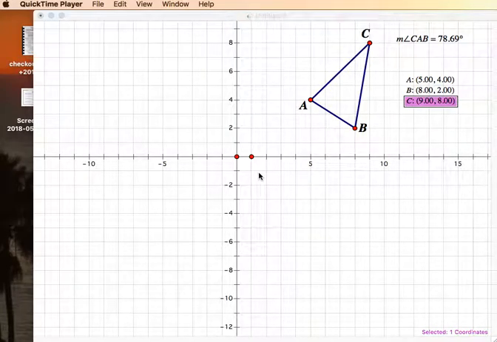Jones, and in this video I'm going to show you what reflections across the x and y axis look like and the relationship between a point's coordinates and the coordinates of the image when it's reflected.